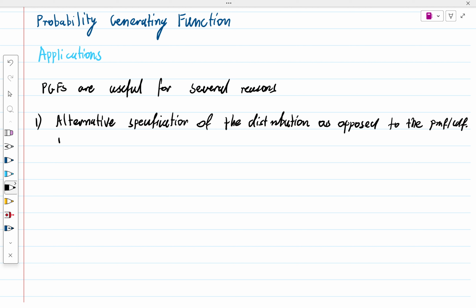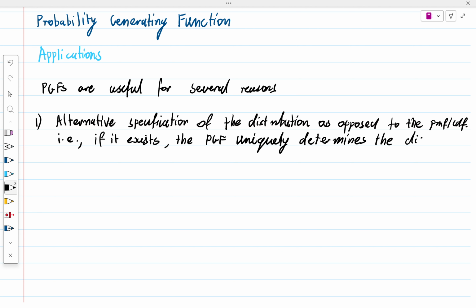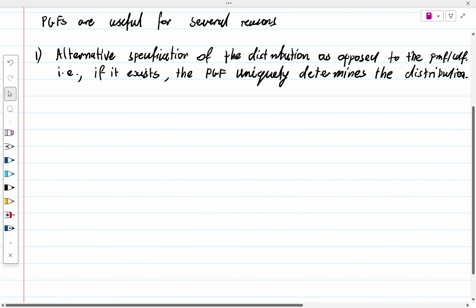In other words, if it exists, the PGF uniquely determines the distribution. We'll go into that. We'll give a more mathematical definition of that. But for now, let's move on to number two.